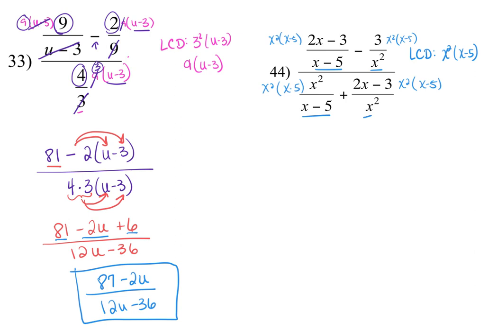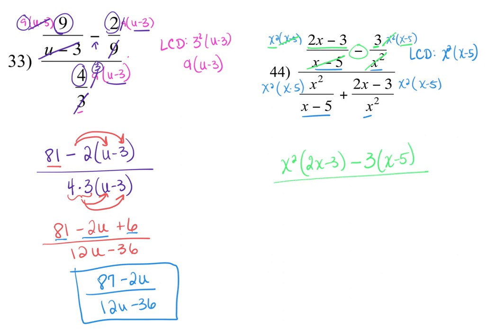I chose this one because it's going to look huge and you're going to want to try to cancel stuff. So this first group, the entire x minus 5 cancels. I'm left with the x squared times the 2x minus 3. Don't forget you have a minus right here, so minus. Here the x squareds cancel. I'm left with the 3 and the x minus 5. That's my numerator.